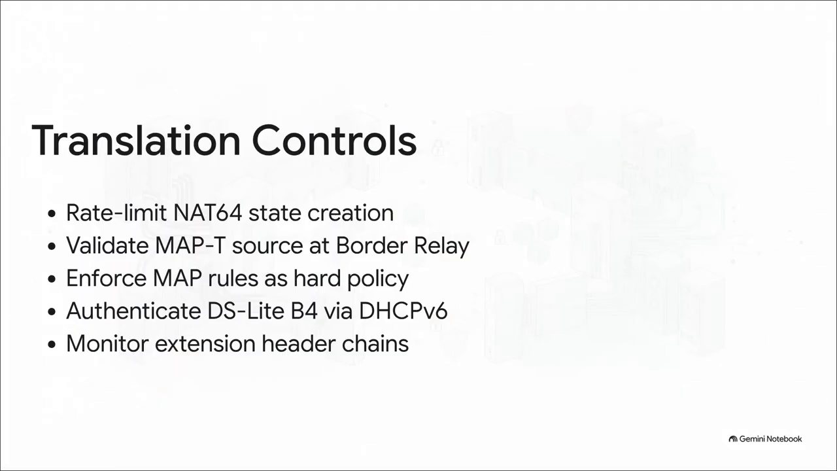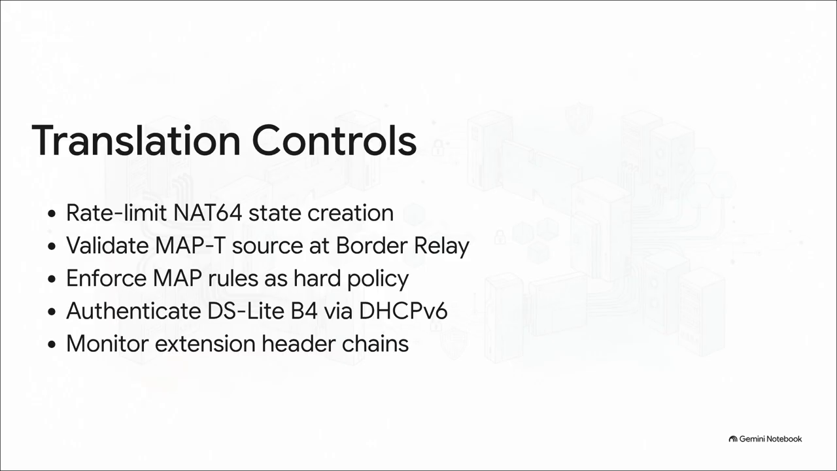And moving beyond just DNS, these edge translation controls have to be enforced as uncompromising hardware policies. You must rate-limit NAT64 state creation per source IPv6 address. Just think about the mechanics for a second. Without a hard limit in place, a single compromised host could cause massive state table exhaustion, which would completely topple your translator and cause a network-wide outage.